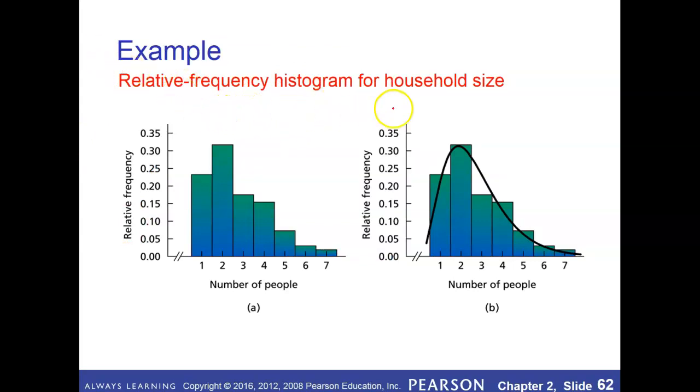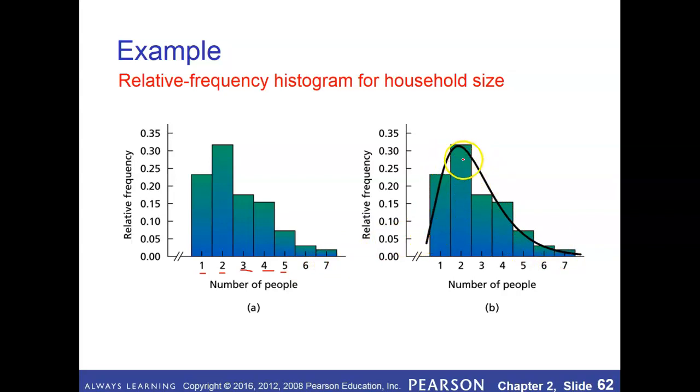Relative frequency histograms for household size. So you look here, there's a household where there's just one person that lives in a house, or two, or three, or four, or five. You can see that this is not symmetrical here. There's a lot more households where one or two people live in a house than, let's say, 5, 6, or 7.